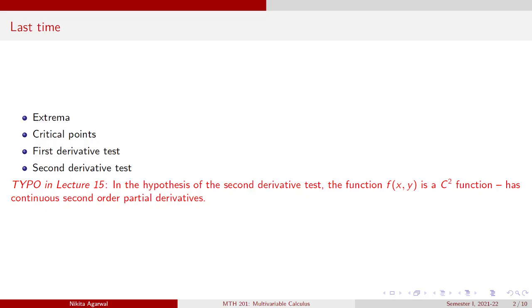There was a typo in lecture 15. In the hypothesis of second derivative test, I had mentioned C1 function, but in the bracket I had written functions which have continuous second order partial derivatives. So actually you need continuity of second order partial derivatives for the second derivative test, and therefore the function is a C2 function. Okay. So this is something that was incorrectly written in lecture 15.